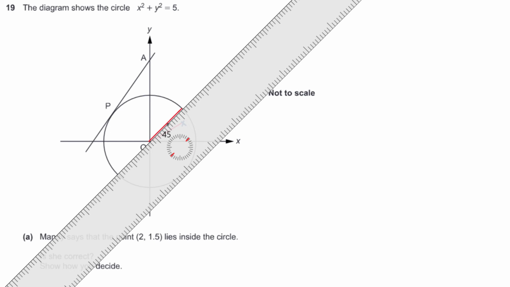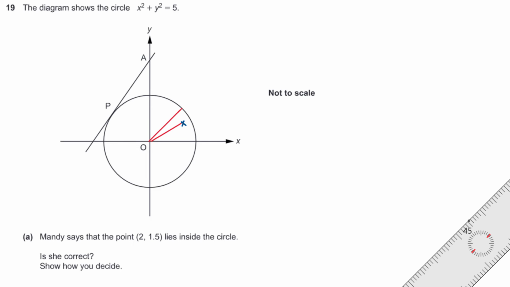What is the radius of this circle? Well, we can work it out from this number here. The equation of a circle centre origin is always of the form x squared plus y squared equals r squared. So r squared, the radius squared, in this case is 5, which means the radius of our circle is going to be root 5. So we know that this distance here is root 5.